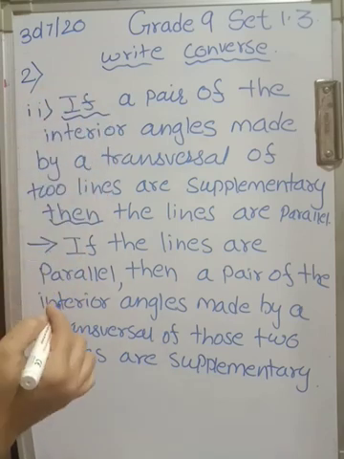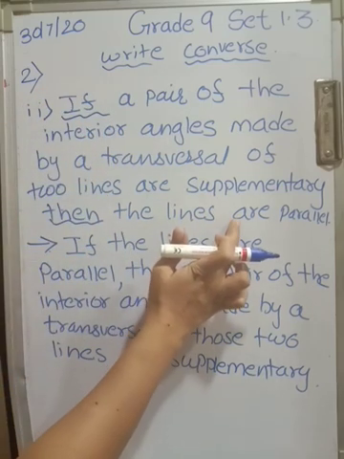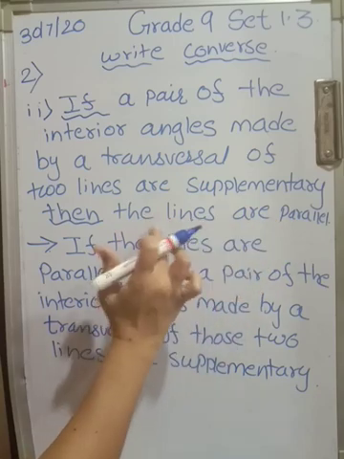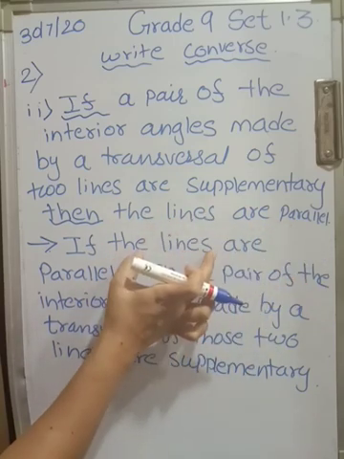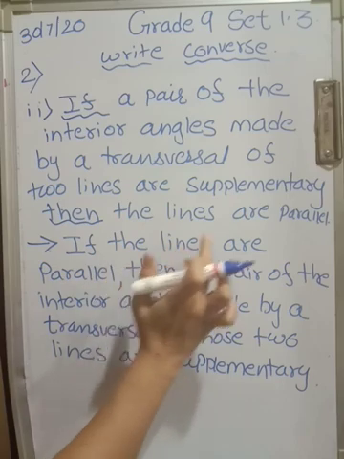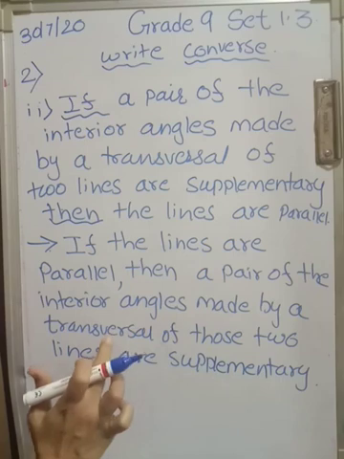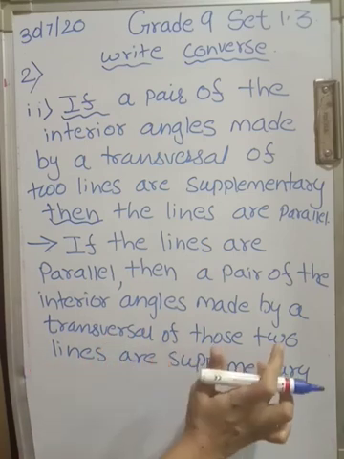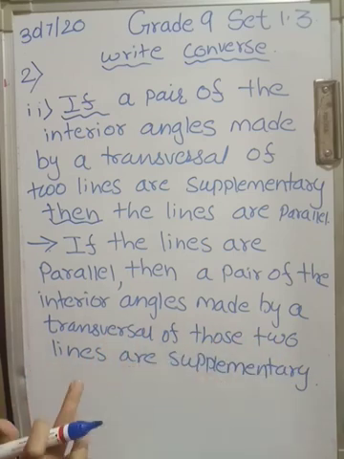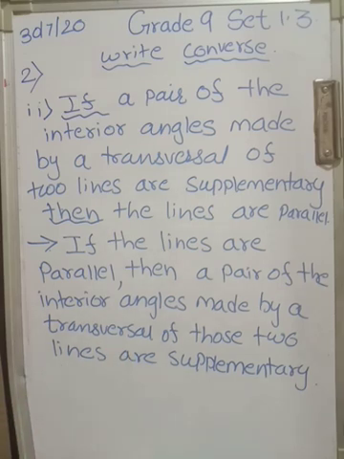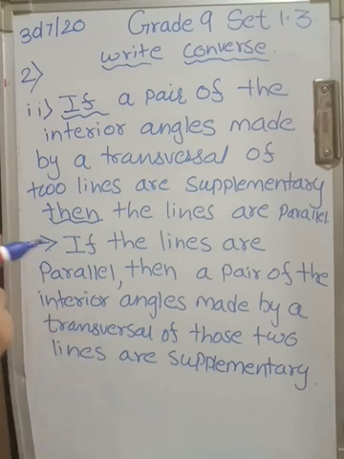So it is very easy to write the converse. Just exchange the antecedent and consequent. Here the consequent is the lines are parallel, that will become the antecedent. So what are we going to write? If the lines are parallel, then a pair of the interior angles made by a transversal of those two lines are supplementary. So it is as easy as that. And the last, third sentence we have is the diagonals of a rectangle are congruent. We have already seen this initially while explaining the meaning of converse and if and then statements.